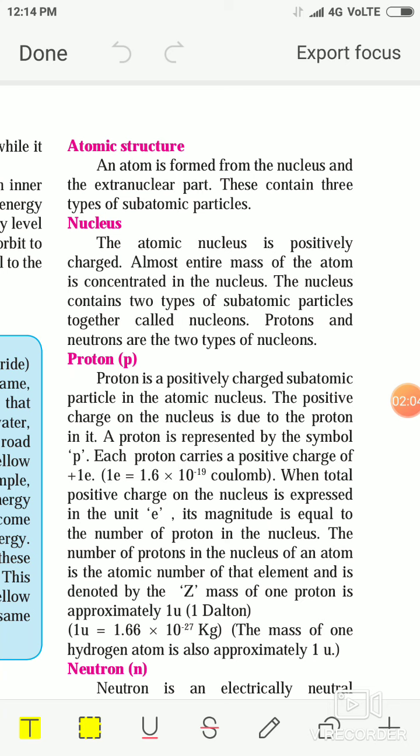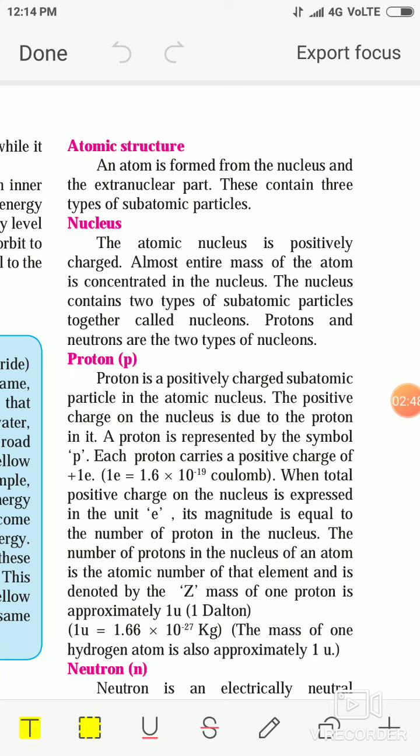When the total positive charge on the nucleus is expressed in the unit e, its magnitude is equal to the number of protons in the nucleus. The number of protons in the nucleus of an atom is the atomic number, denoted by capital Z. Atomic number means the number of protons. The mass of one proton is approximately 1 unit, that is 1 Dalton. So this is about the proton.